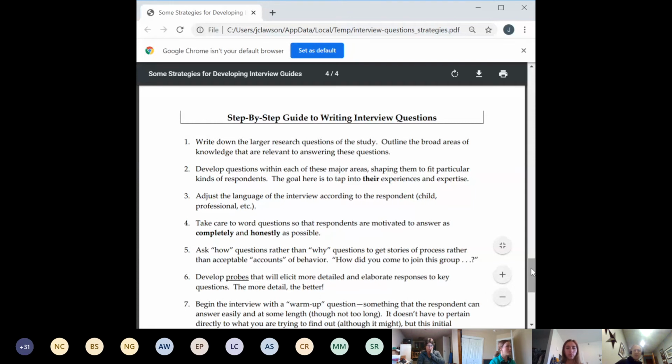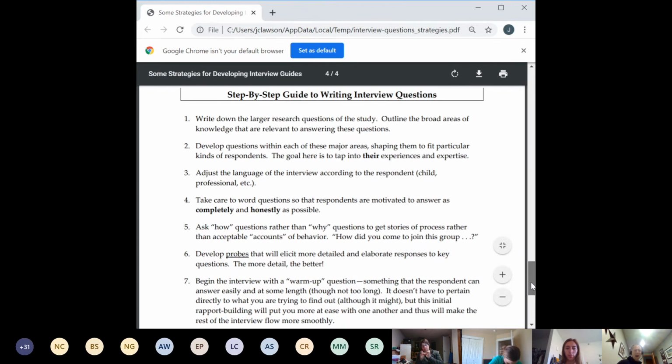Adjust the language of the interview according to the respondent. Take care to word questions so that they're motivated to answer as completely and honestly as possible. You want to ask how questions rather than why. When you ask why questions, some people shut down because they feel interrogated. But when you ask how questions, you get more description from them.